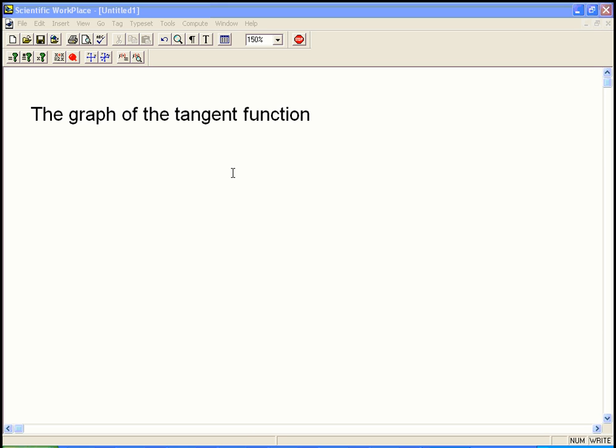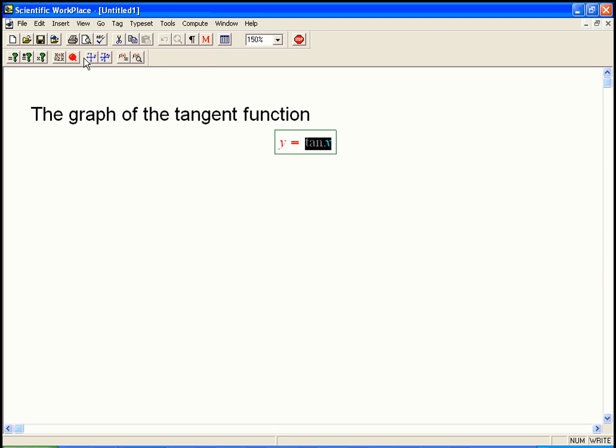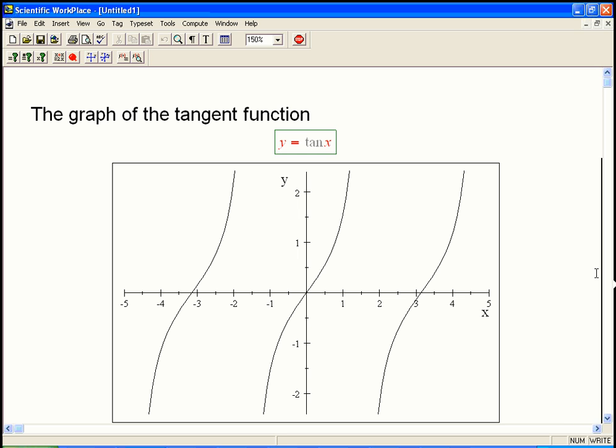So I want to talk about the graph of the tangent function, just to amplify a little bit what's in the book. It's going to be pretty similar to what they say in the book. So let's look at what the computer gives us if we put in y equals tan x, and we graph that. And instantly we can see some things about this.